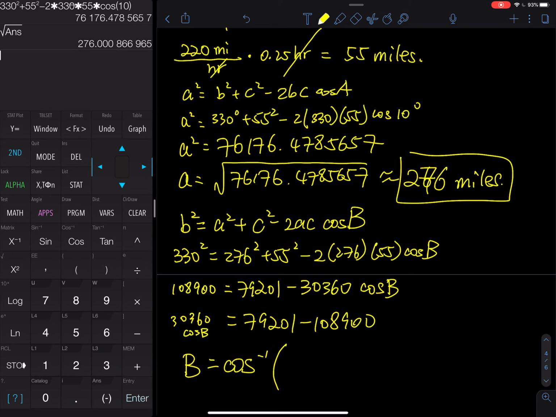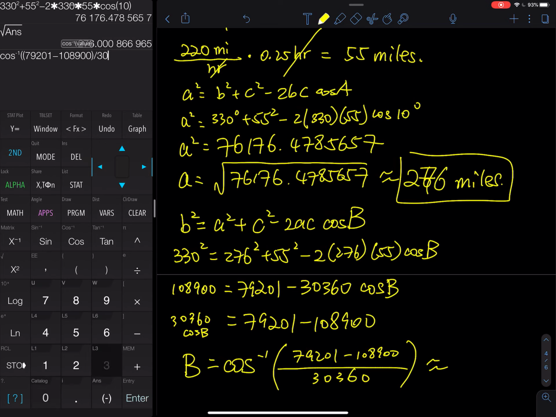So B is equal to inverse cosine, subtract these two, divided by 30360. Let's see, inverse cosine, another parenthesis because I don't want to do the division first, 79,201 minus 108,900. That is going to be negative, divided by 30,360. So this one I have around 168 degrees. So that is for B, right?